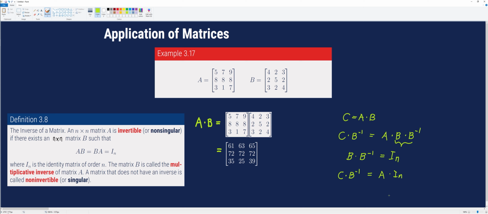Finally, if we multiply any matrix by an identity matrix, we get the same matrix. Thus, C times the inverse of B is equal to A. This proves our case. If we multiply the product of matrix A and B, which is C, by the inverse of B, then we get matrix A.